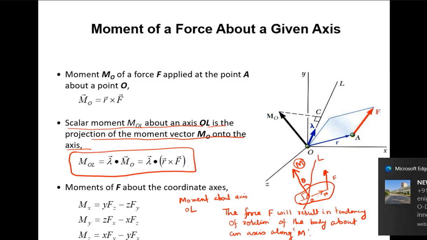Is it clear? Sir, can you give some example? Yes, I will give you examples when I will be doing numerical.